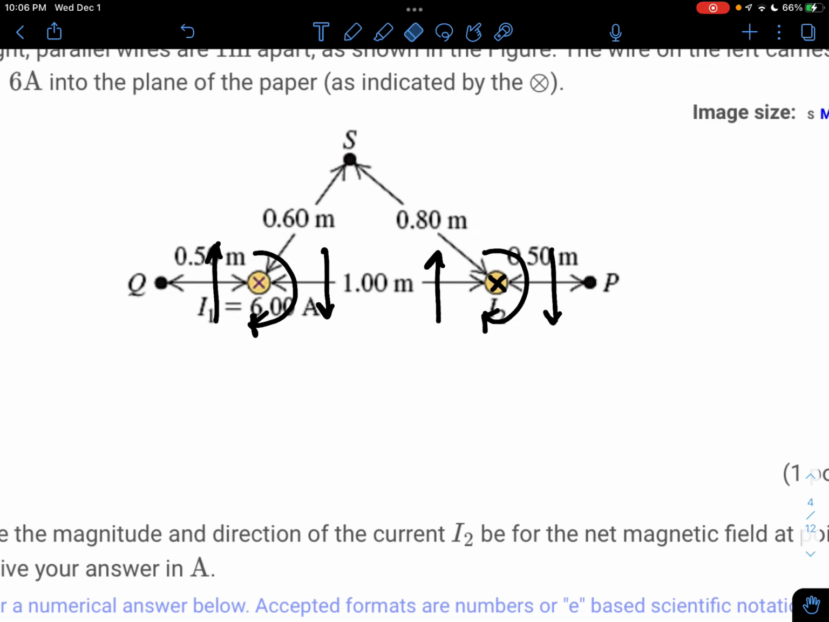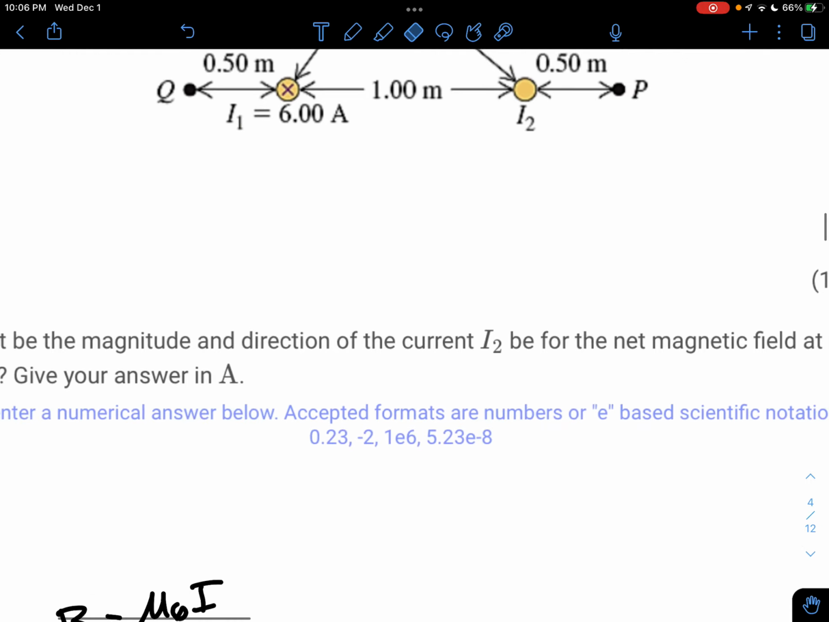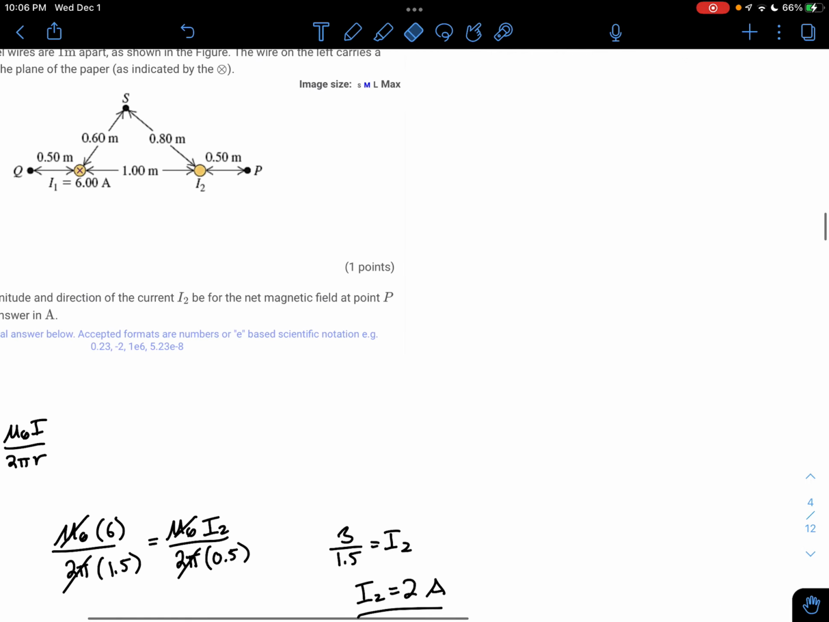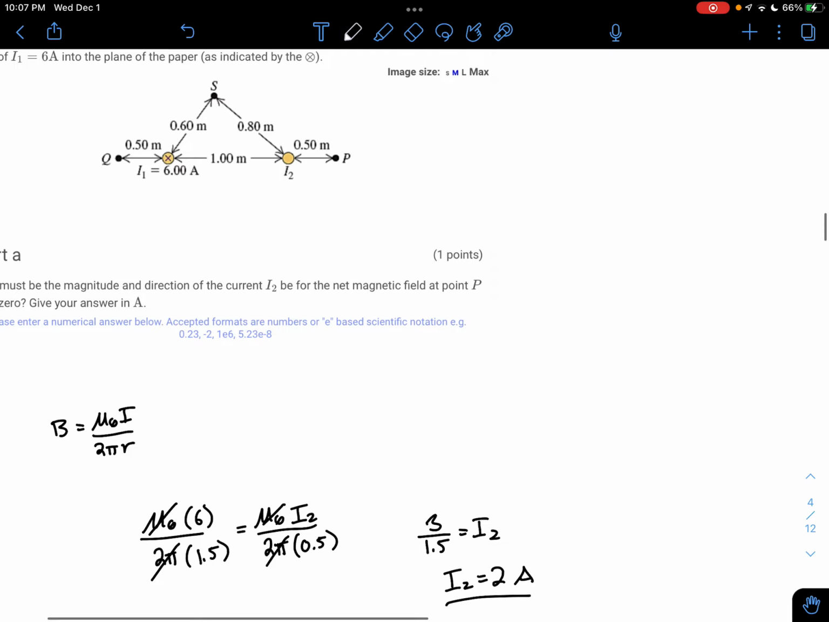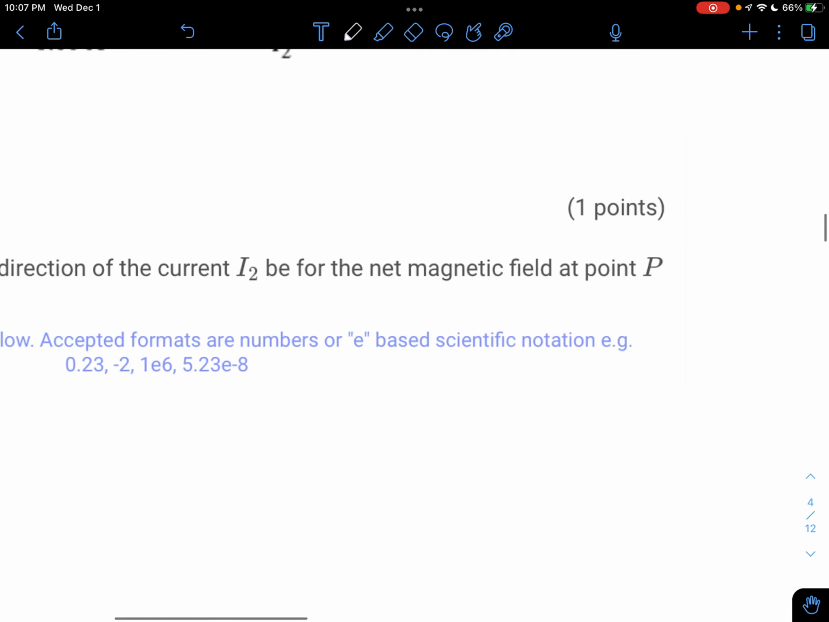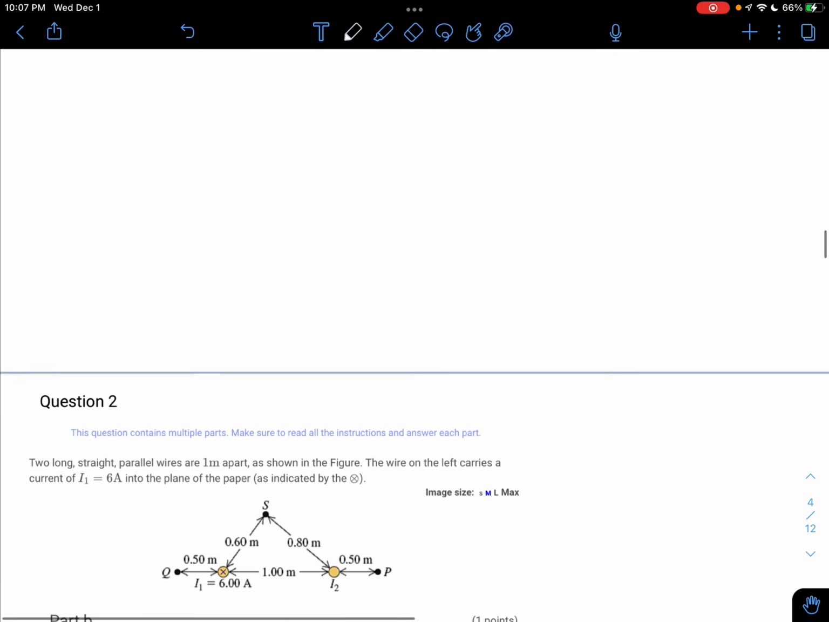Since if they're both going in the same direction like this, the only place that it could cancel and go to 0 would be in the center, in between them, when one's going down, one's going up. Otherwise they would either both be going down or both be going up. So our direction is 2 amps, and it's going out of the page. I can draw that in there. Cool. Now on to part B.